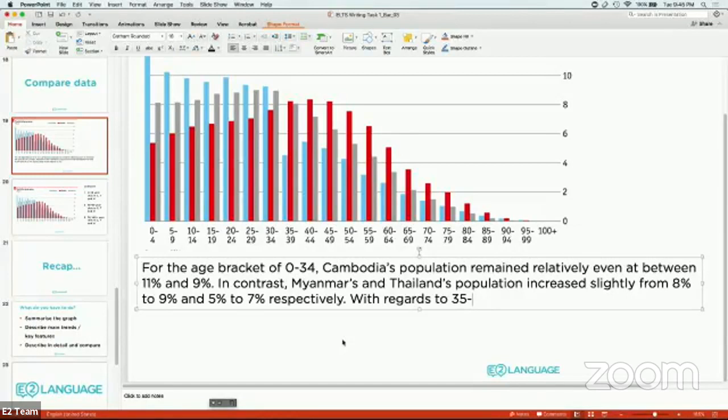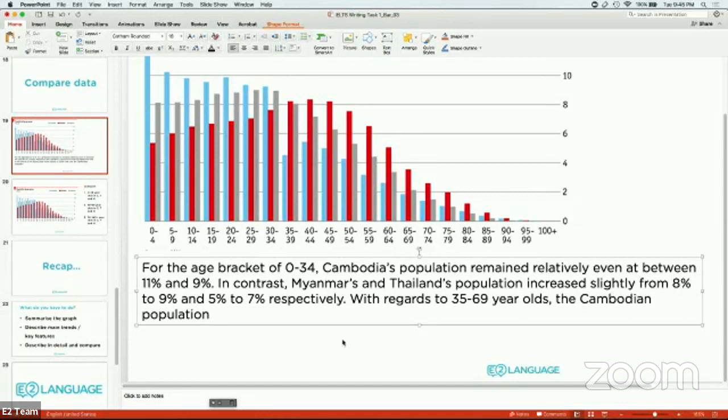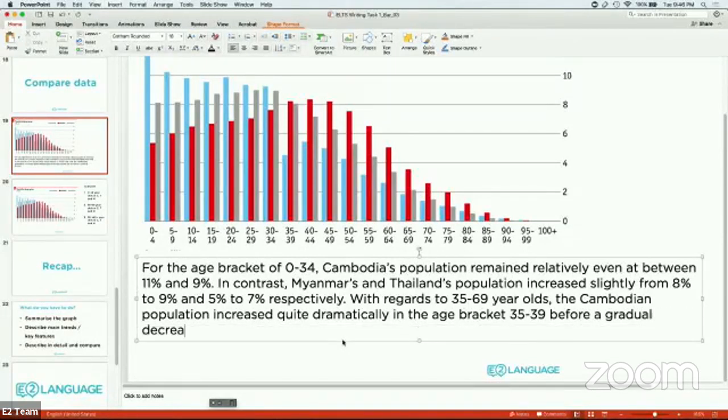35 to, what am I doing? 69-year-olds, comma, the Cambodian population, what happened to it? Increased quite dramatically from, what was it, in the age bracket 35 to 39. Okay, fine. Before a gradual decrease from, what was it, 5% to about 3%. Okay, that was probably the hardest one.